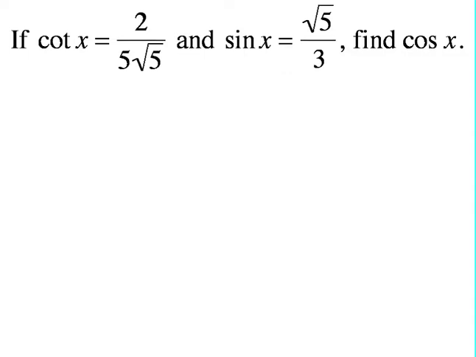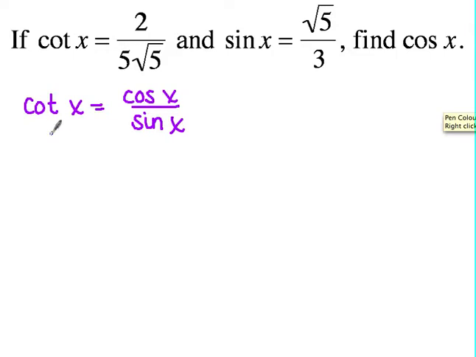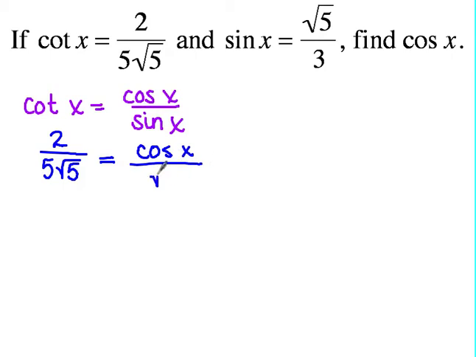So let's think back to that first slide. That first slide says cotangent, and we know that cotangent equals what over what? Cosine over sine. Cotangent of x equals cosine over sine. So I'm just going to plug in because I know 2 of the 3, right? I know that cotangent is 2 over 5 root 5. I know that cosine is what I'm trying to find. And I know that sine is root 5 over 3.